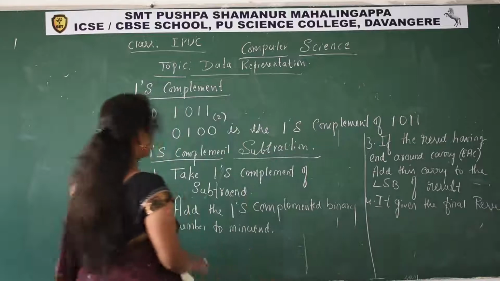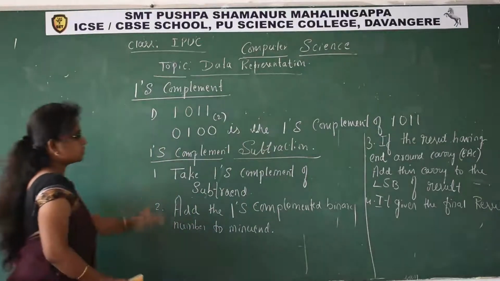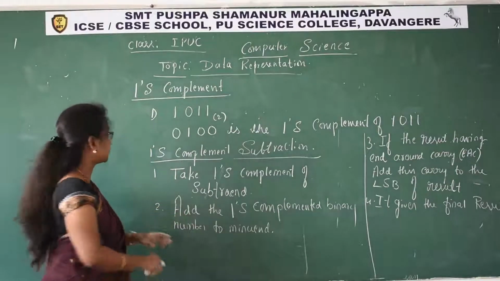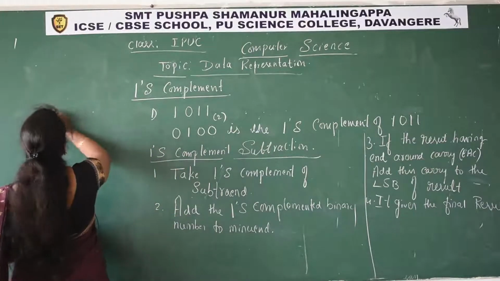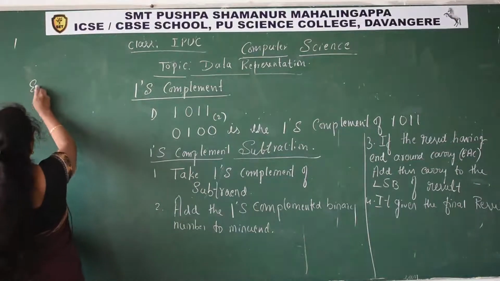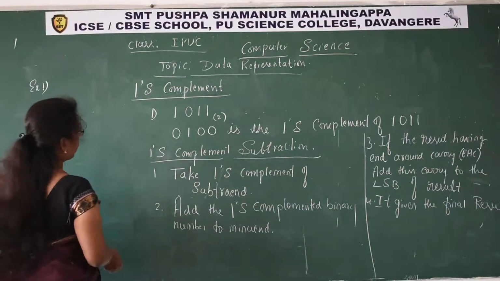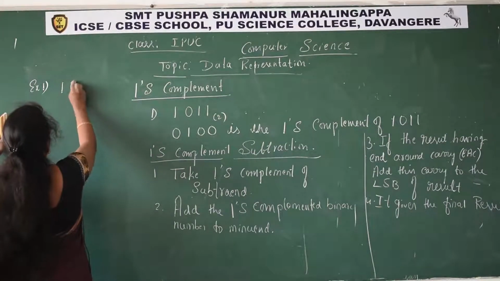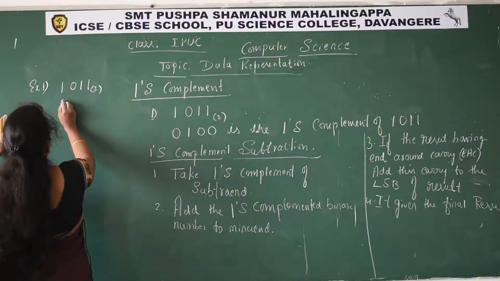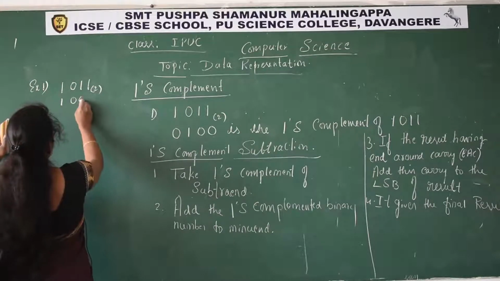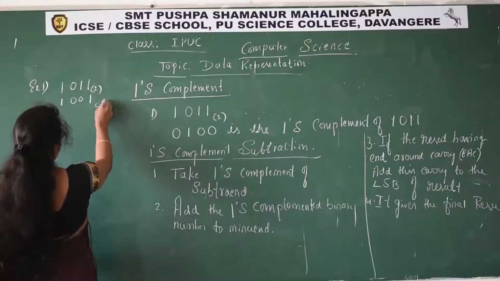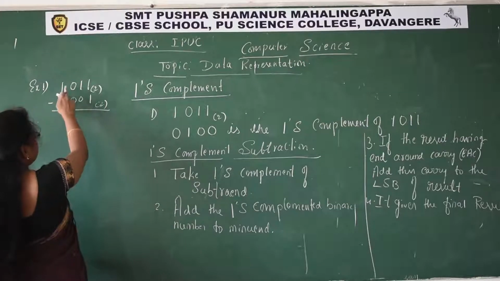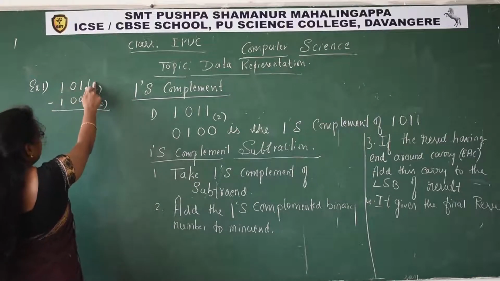So let us understand what these methods are and how to implement these in ones complement subtraction. Let us consider an example. Example 1: 1011 base 2 minus 1001 base 2. Directly I have given here, we have to subtract this number from this number. So this is the minuend and this is the subtrahend.